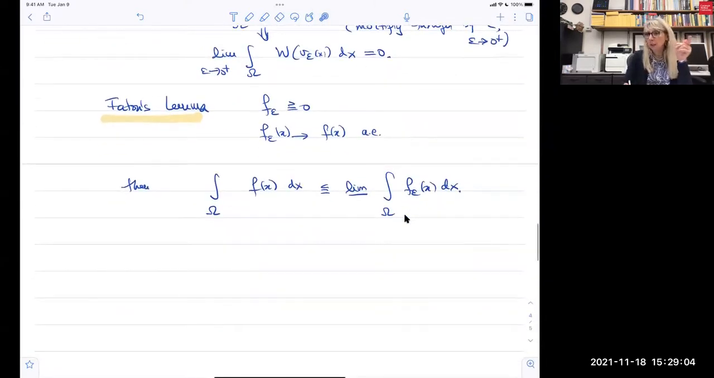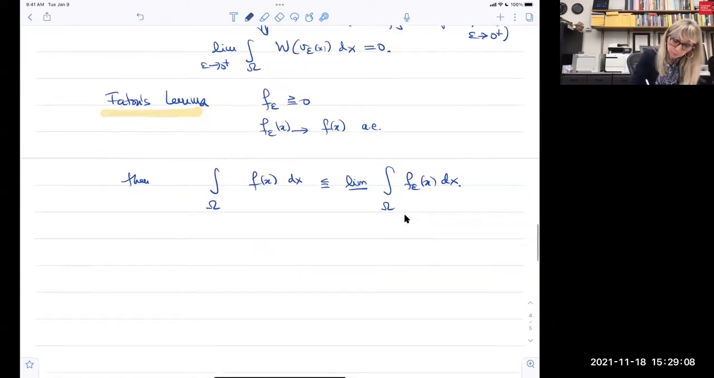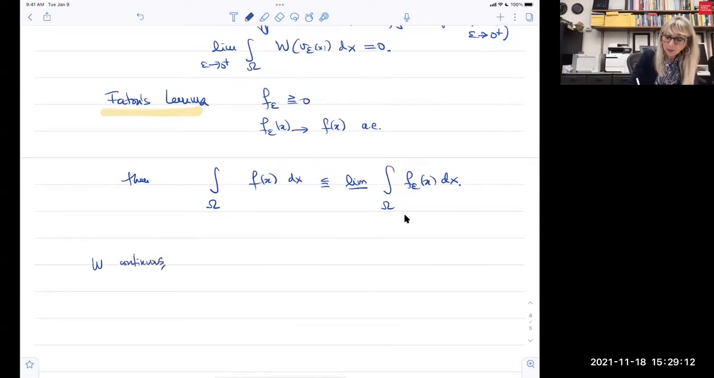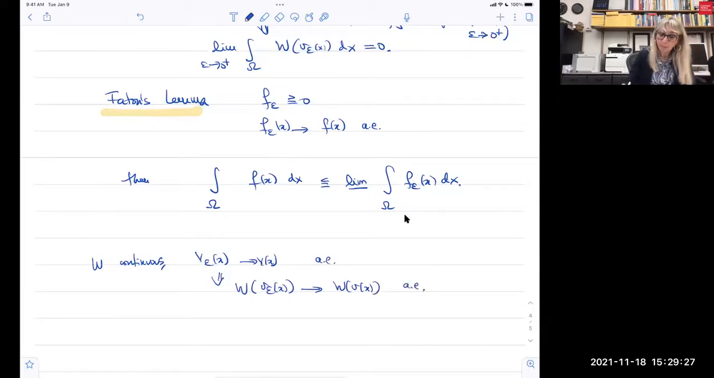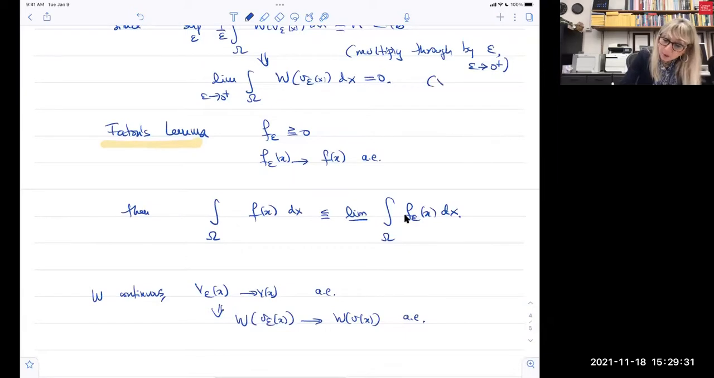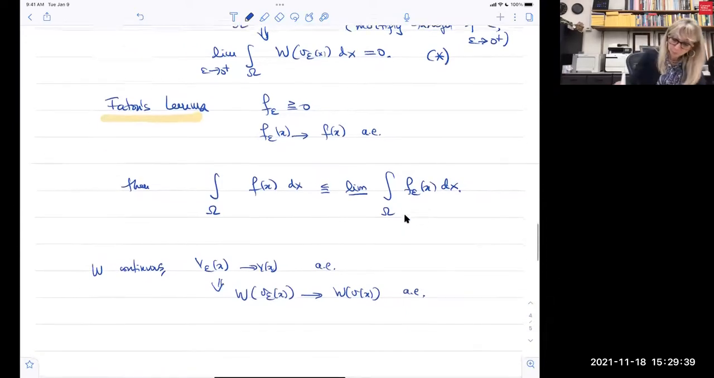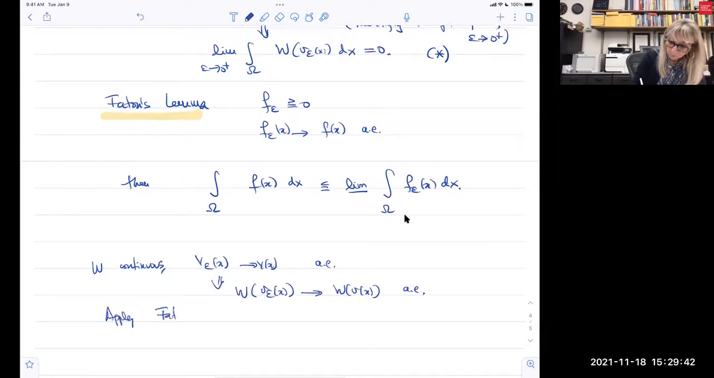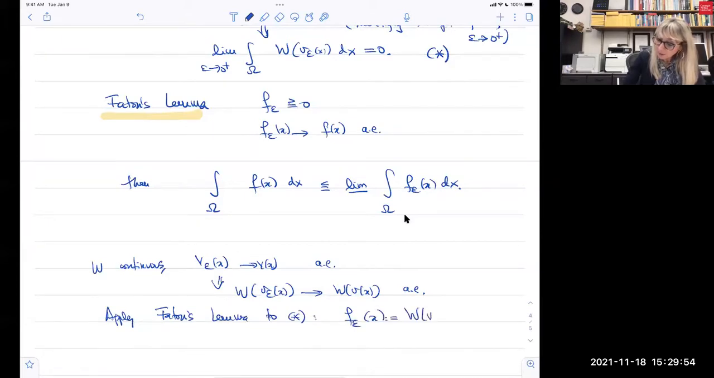Well, but remember, I'm assuming W to be continuous. So W is continuous. I'm having that the v epsilons converge to v pointwise. So that tells me that W of v epsilon converges to W of v, almost everywhere. And I have this property here, which I'm going to call star. So I'm going to apply Fatou's Lemma to star, in that your f epsilons are just W of v epsilon, and your f is just W of v.